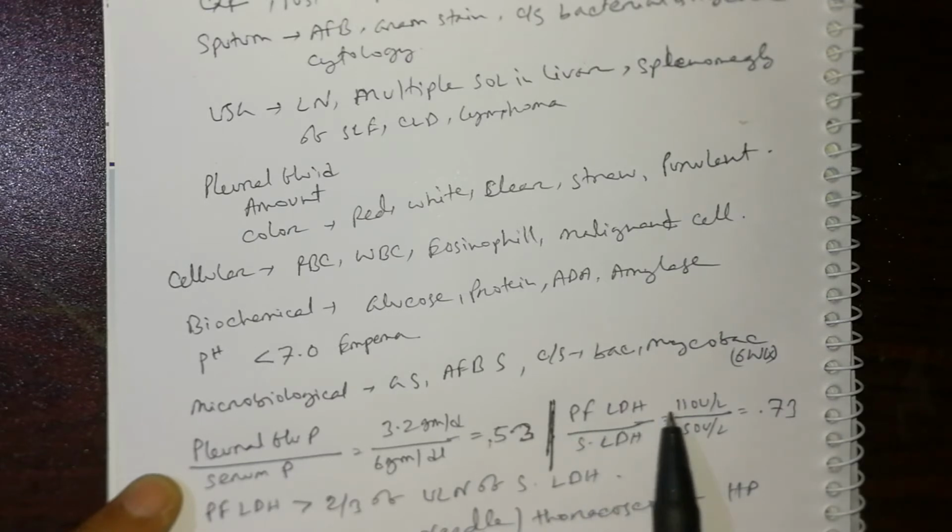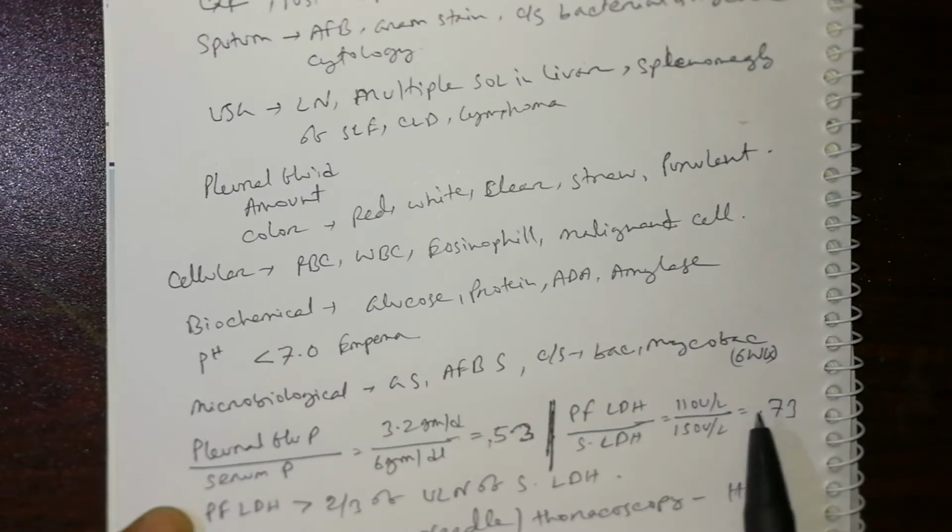Pleural fluid LDH is 110 units per liter. Serum LDH is 150 units per liter. This is made as an example, and it is 0.73. So pleural fluid LDH and serum LDH ratio, if more than 0.6, it is exudative. I have made this example to make it exudative.